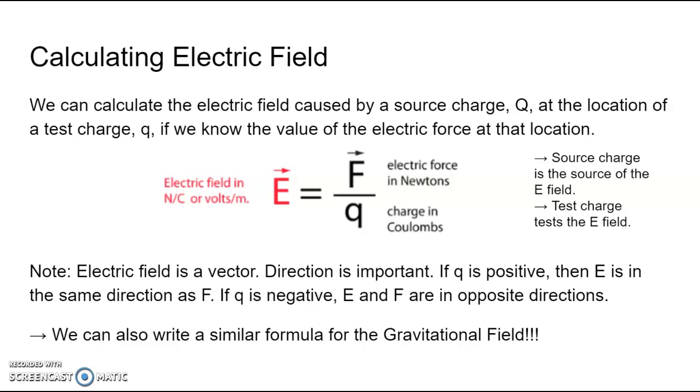Now we can write a similar expression here for the gravitational field, and actually this is on your formula sheet. Looking at the right-hand side of the equation, we're dealing with the force associated with the field, so we're dealing with the gravitational force. And on the bottom, we're dealing with the quantity that creates that field. So instead of charge, we'll have mass. So the gravitational field is going to be the amount of gravitational force available per unit mass.